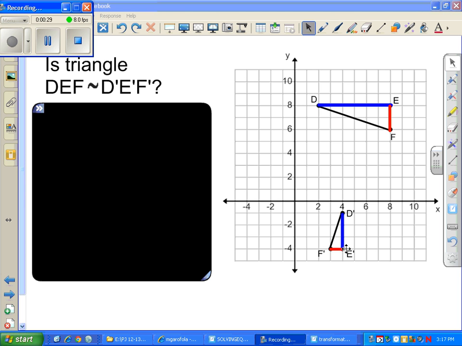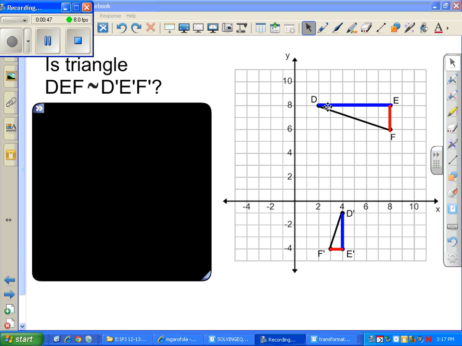So as I look at the original figure, I have triangle DEF. I see that its image is smaller than the original. So this must mean a dilation must have occurred. Remember the characteristics for similar figures: they are a different size, the same exact shape, and they have the same angles. And these two triangles meet those qualifications.